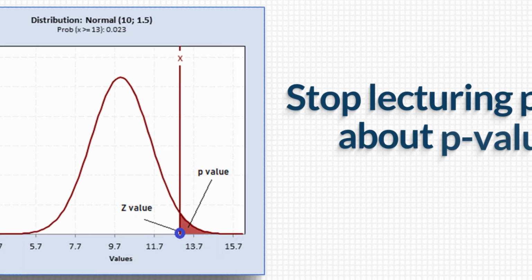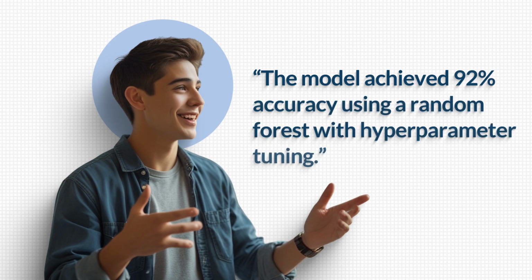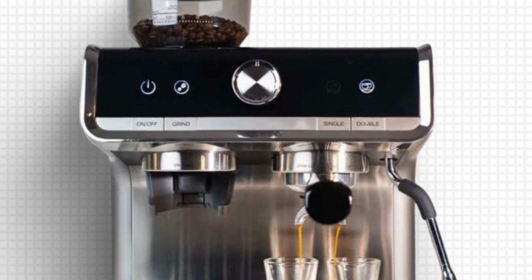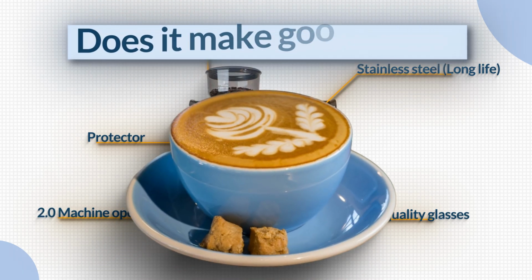First of all, stop lecturing people about p-values. They don't want to hear it. Last month, there was a guy in a training who said something like, the model achieved 92% accuracy using a random forest with hyperparameter tuning. It sounds impressive, but here's what the stakeholder is really thinking. Cool, but what does it mean for me? It's like describing the specs of a coffee machine when they just want to know, does it make good coffee?